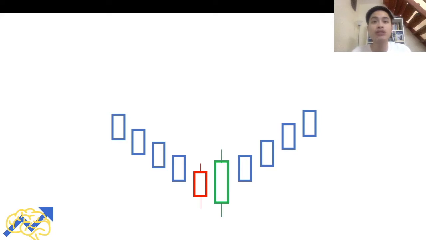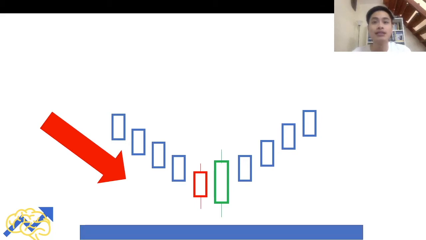So the three signs we want to look out for are: first, prices have been falling for a while. The second is that there's a support level close by. And lastly, the formation of the bullish engulfing pattern. This is the first way we want to use the bullish engulfing pattern.